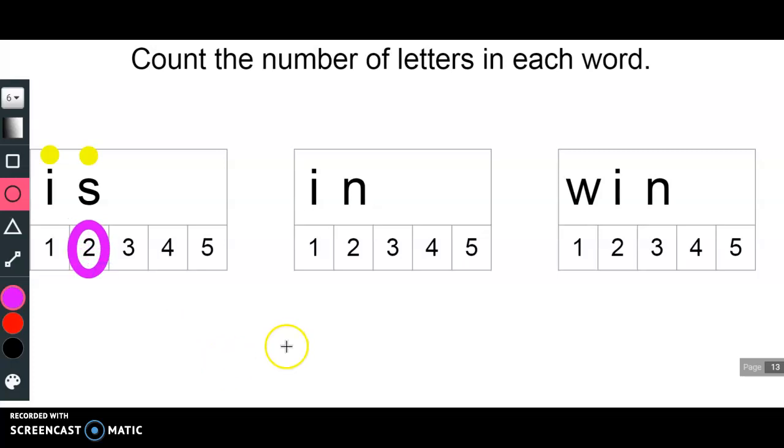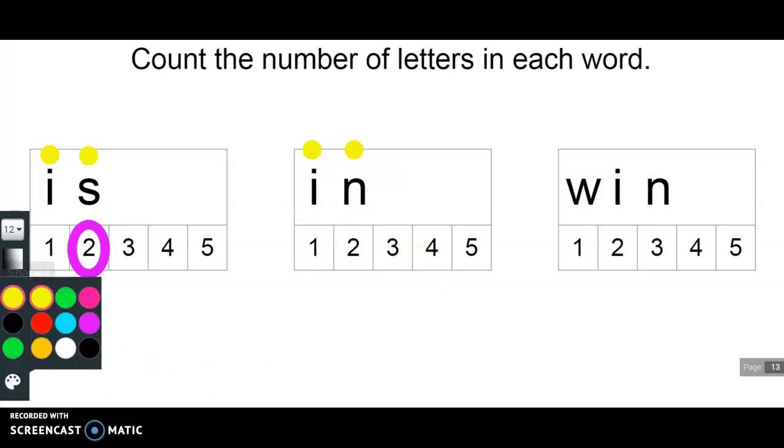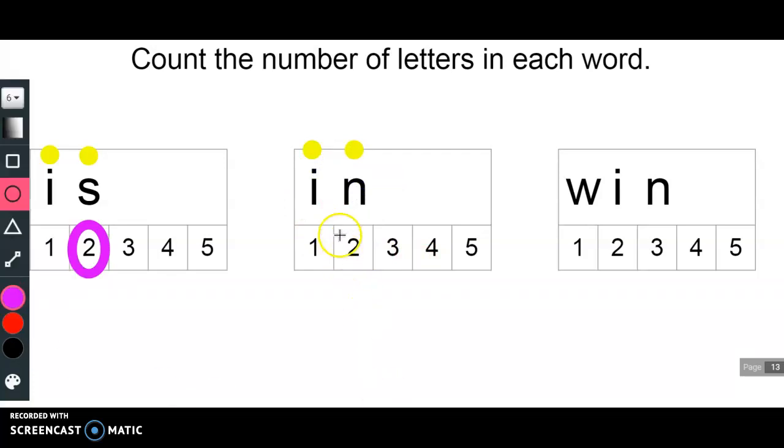Great job. Our next word is the word in. In. I see 1, 2. I and N. 2 letters create the word in. Let's go ahead and circle our number 2. You can go ahead and use your finger to point and count if you wish. Don't be afraid to count with me.